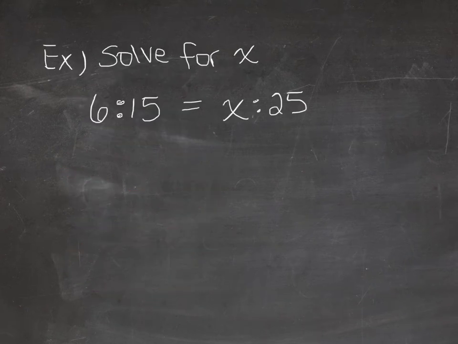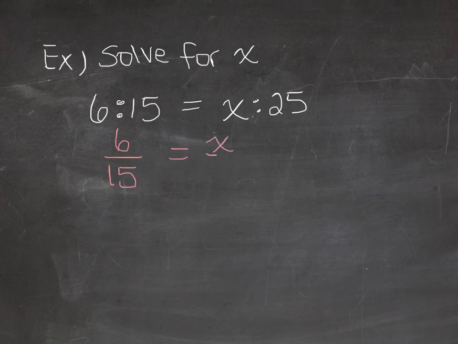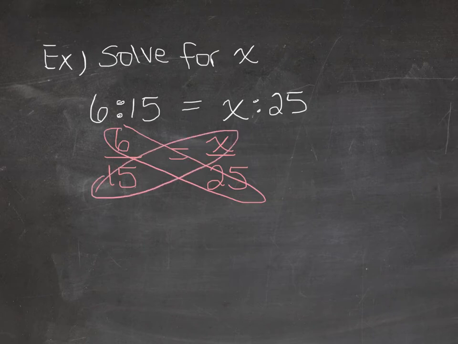So written in ratio form, I have 6 to 15 is equal to x to 25. Again, if I want to set it up as fractions and do my cross multiplication, I could do that too, because 6 to 15 is the same thing as 6 over 15 is equal to x over 25. So then I can cross multiply. 6 times 25 will be equal to 15 times x.